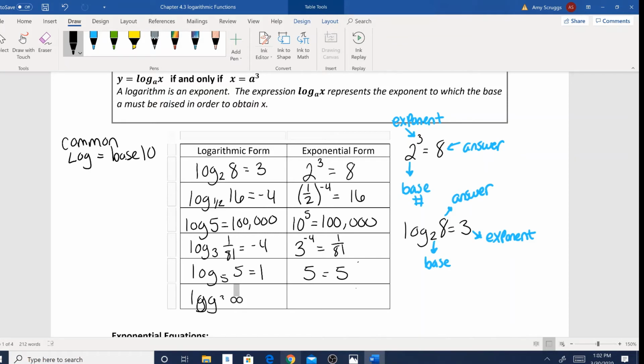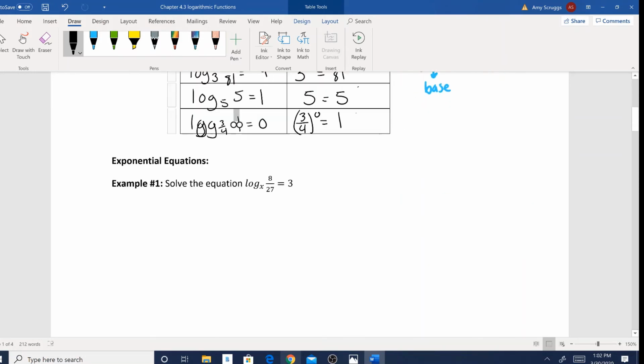Log of 3 over 4, 1 is equal to 0. And I know y'all can't see that very well, I'm sorry. But that would be the same thing as 3 over 4 raised to the 0 power is equal to 1. Okay, so now that we have writing between logarithmic and exponential form, let's try to solve some exponential equations and some logarithm equations using the technique of just rewriting it.